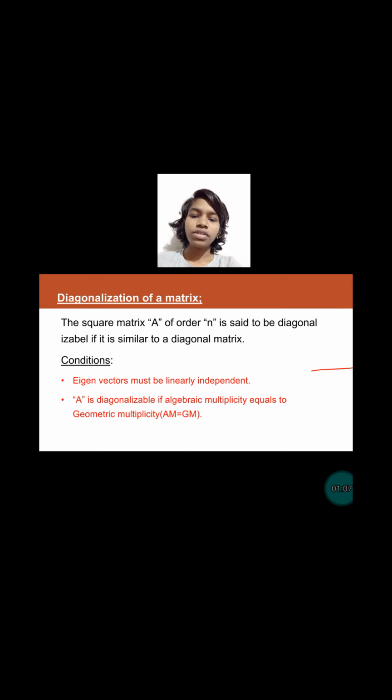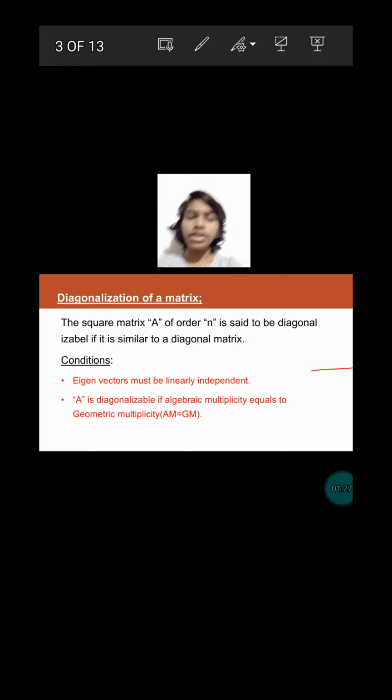First point, eigenvectors must be linearly independent. We find eigenvectors for respective eigenvalues. Generally eigenvectors are linearly independent when we have distinct eigenvalues, and even when we have the same eigenvalues, sometimes we get linearly independent eigenvectors.